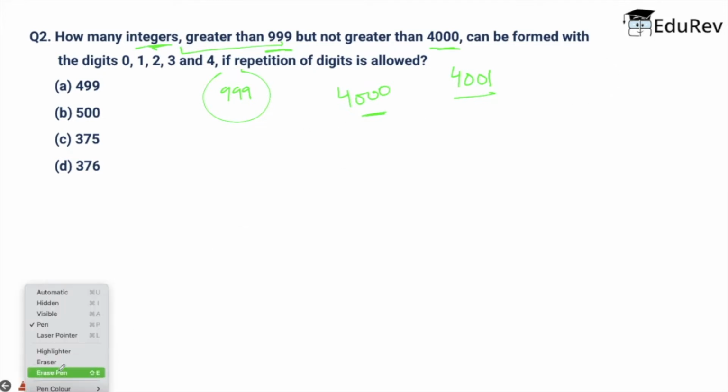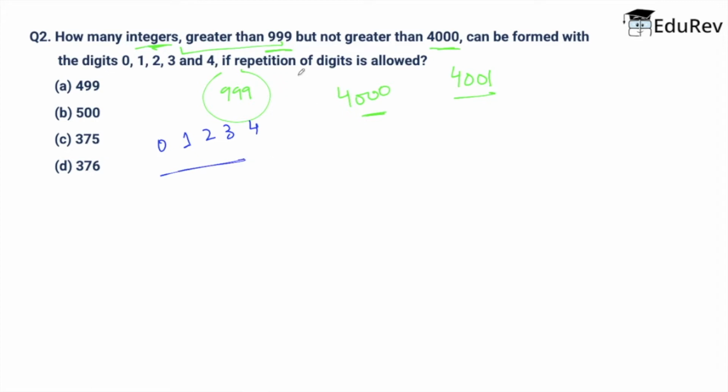Now the digits are what? Just a second. The digits are 0, 1, 2, 3 and 4. Correct? And I need to make a number of what? 4 digits, right? So 1, 2, 3, 4 digit number. Correct? Now the thing is that in the first place, out of all this, what is going to come? 3. Because if I put 4, then all the numbers which will be formed will be greater than 4000, and this is exactly what we do not want. So in the first place, we will take the number 3.